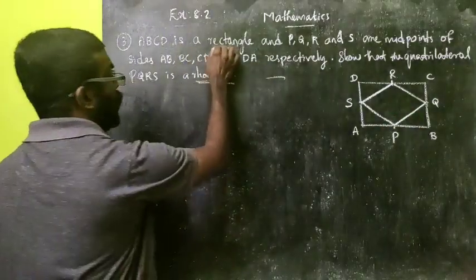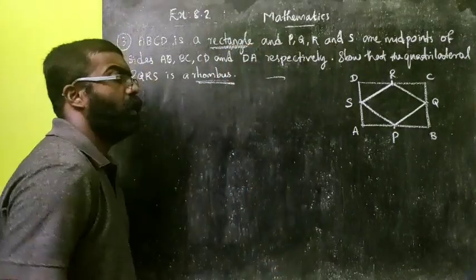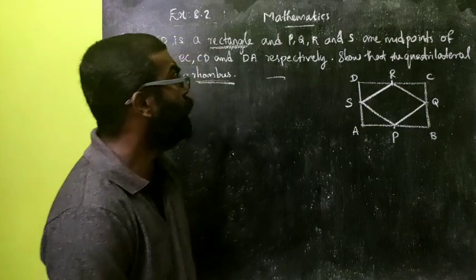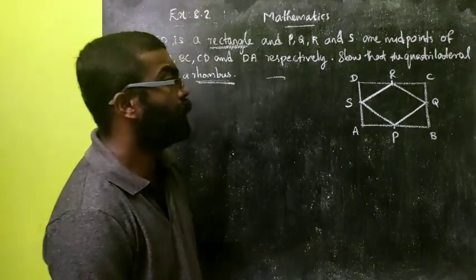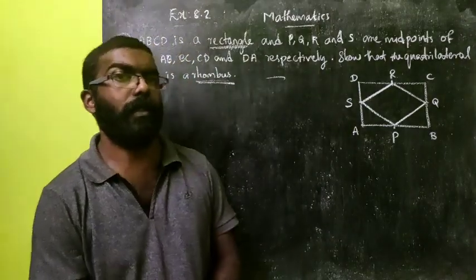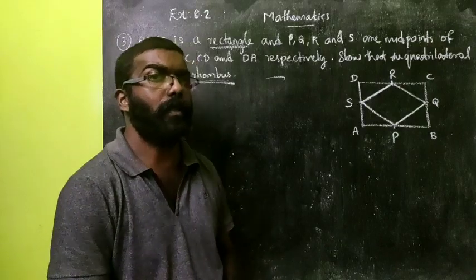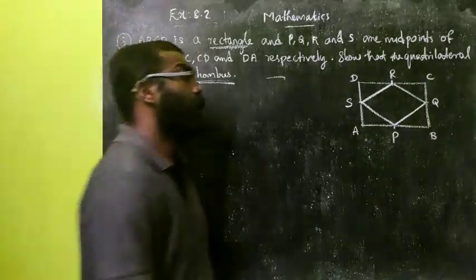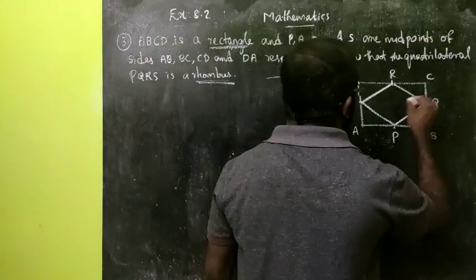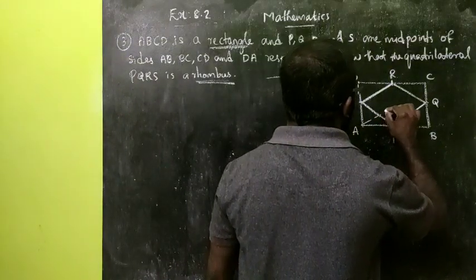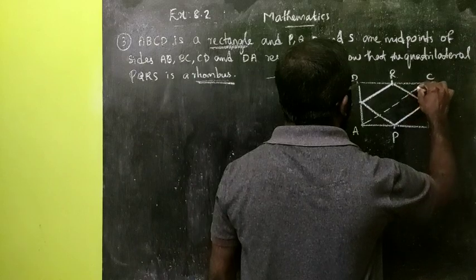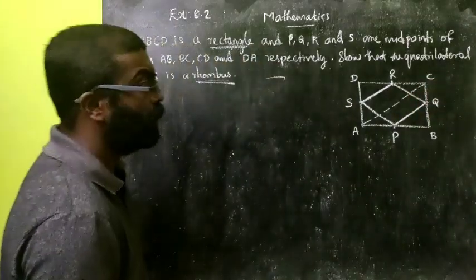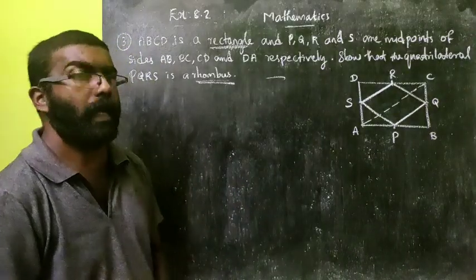So we are given a rectangle ABCD and P, Q, R and S are the midpoints of the sides respectively. We have to prove the quadrilateral formed by joining the midpoints is a rhombus. Okay. So as we have done in the previous two questions, here also we can do the same thing first. We can join the diagonal AC and we can prove PQRS is a parallelogram. First we are going to prove PQRS is a parallelogram.